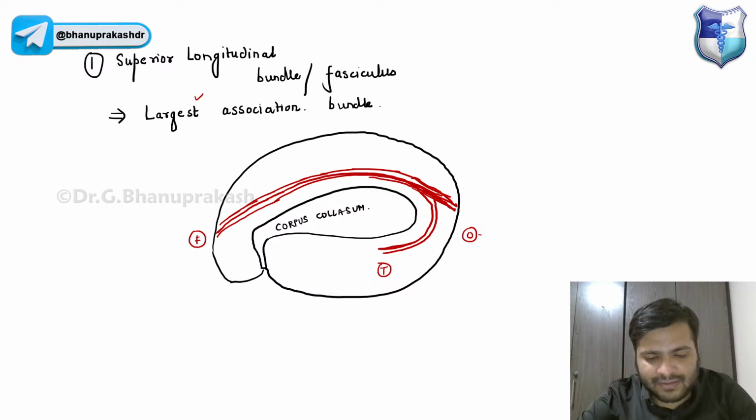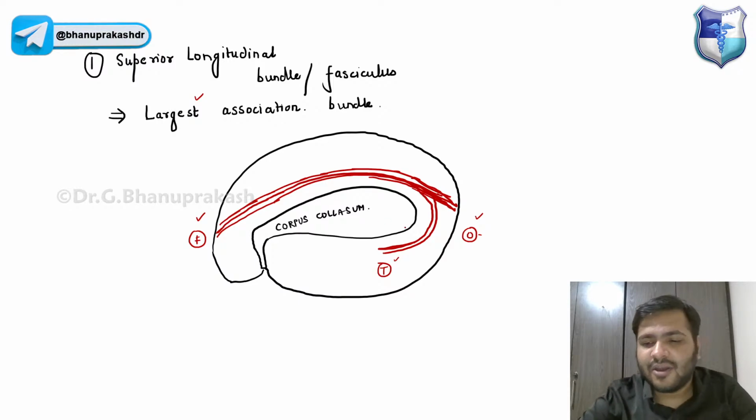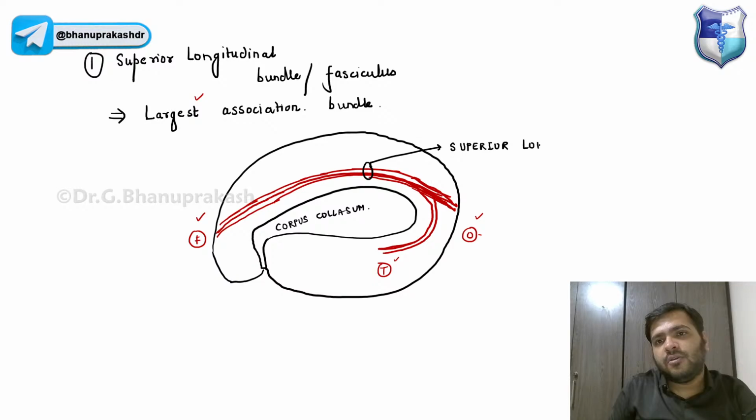So now, what is the function, guys? It is connecting the frontal lobe to the occipital lobe and the temporal lobe, all the cortical areas together. If I just want to mention it over here, this is the superior longitudinal fasciculus.